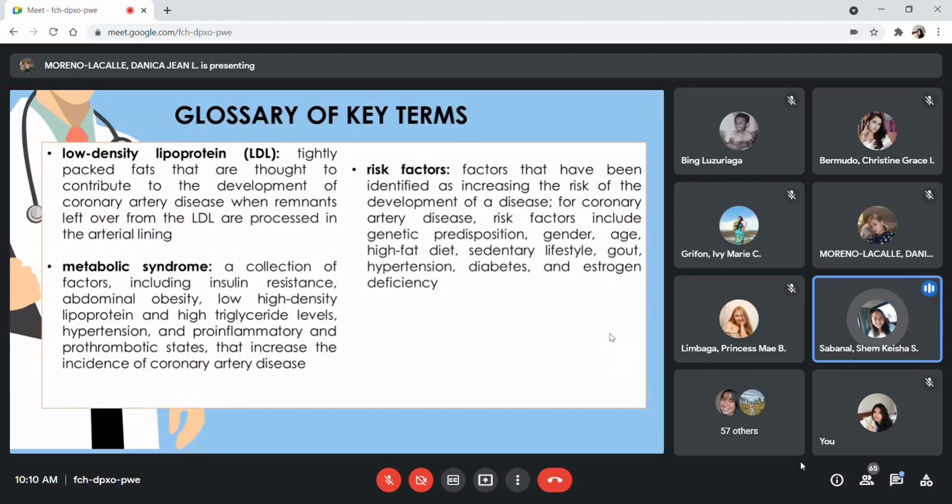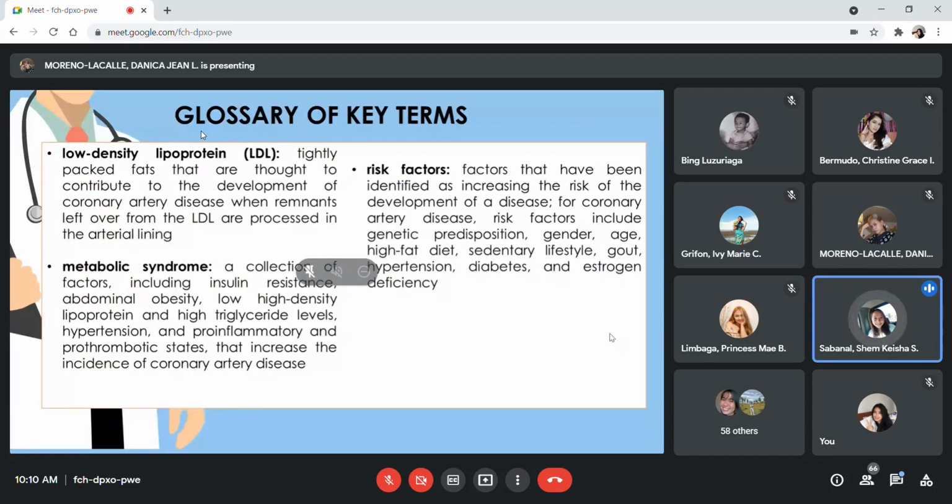And for our risk factors, these are factors that have been identified to increase the risk of the development of a disease. And in terms of coronary artery disease, the risk factors include genetic predisposition, gender, age, high-fat diet, sedentary lifestyle, gout, hypertension, diabetes, and estrogen deficiency. Okay, so we have now unlocked the key terms for this chapter.